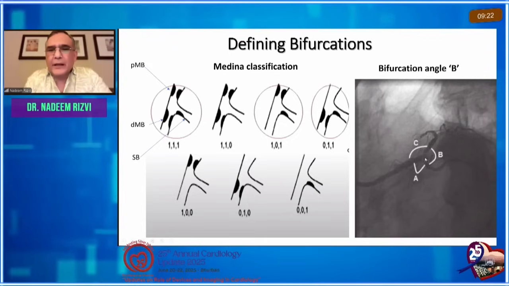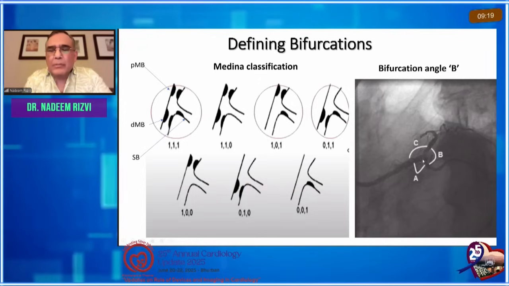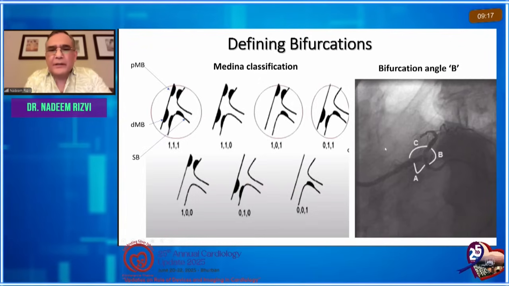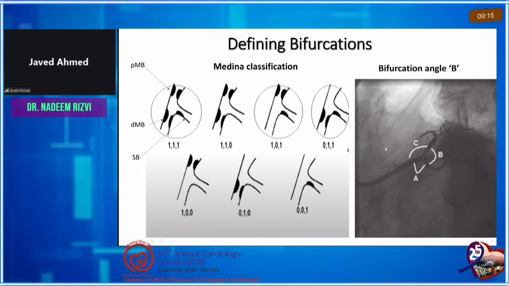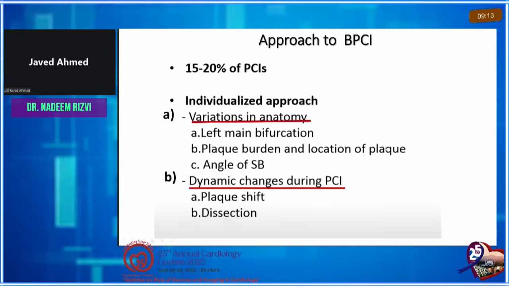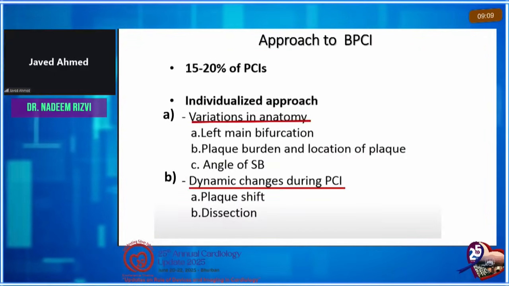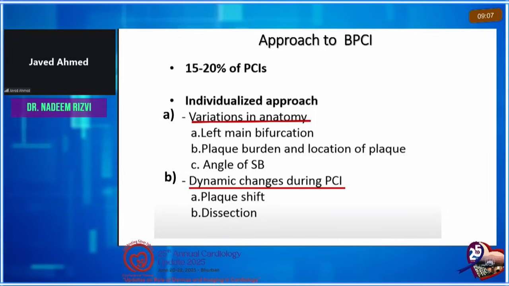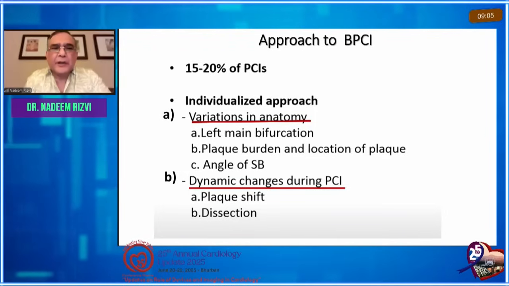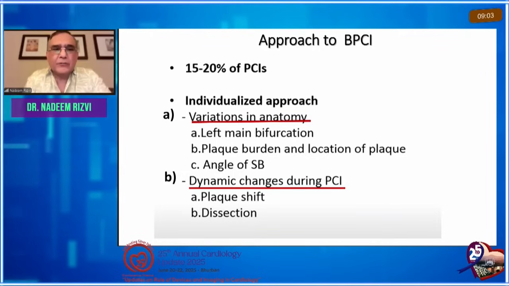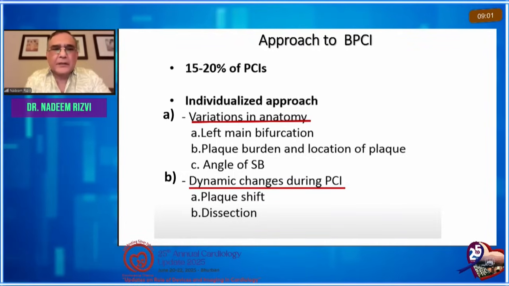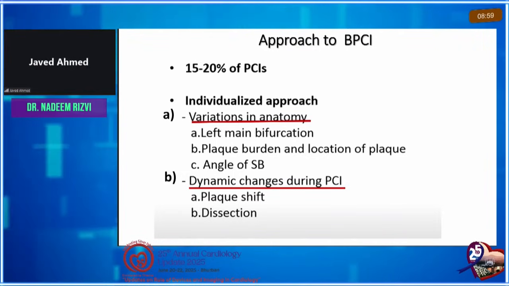Occasionally we talk about angle A. This is the angle when we talk about 70 degrees or 90 degrees, and then angle C is the Medina classification. Everyone knows, and there are three main things that you need to know about the approach to bifurcation PCI. One is the variation in anatomy. So clearly the angle of the side branch, how much plaque there is, whether it's left main or non-left main.